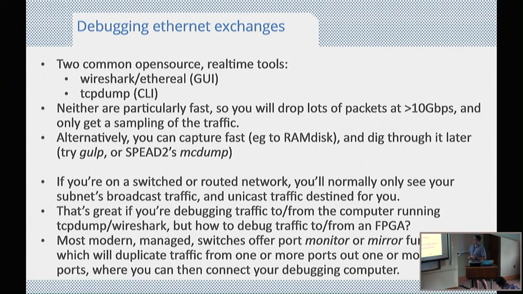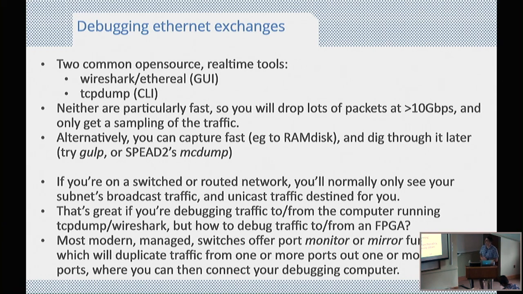Okay, so you've built your Ethernet system. It doesn't work the way you want. How do you debug it? There are 2 common open source tools for this: Wireshark, if you've got a graphics system, or tcpdump if you're remotely connected. Neither are particularly fast, so you drop lots of packets if you're trying to listen to a fast stream, and you only get a sparse sampling of the traffic. Another way to do it is to capture fast and dump it to disk or RAM disk and dig through it later. There are some programs like Gulp or SPEAD2's mcdump.